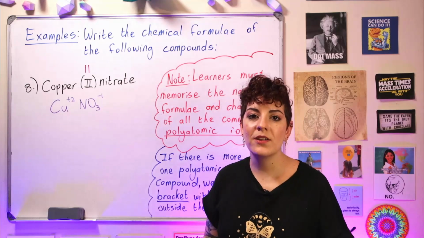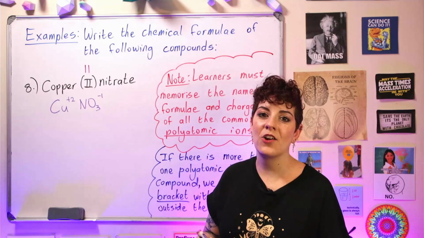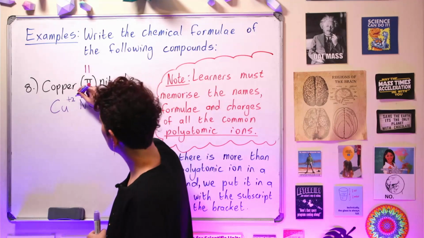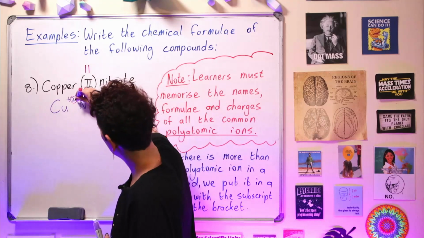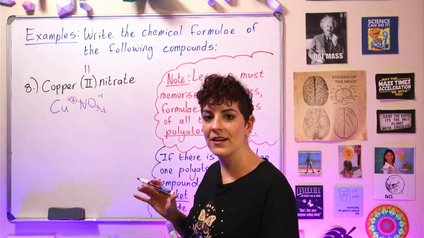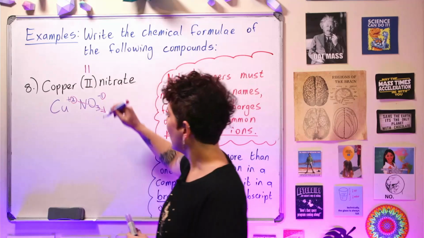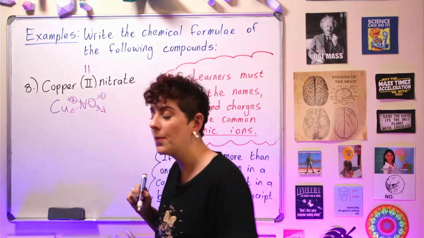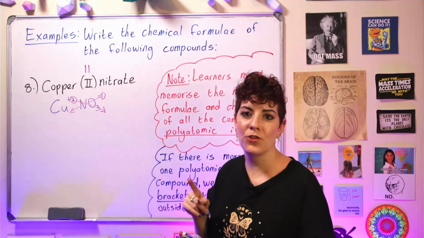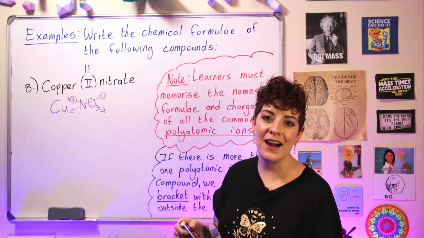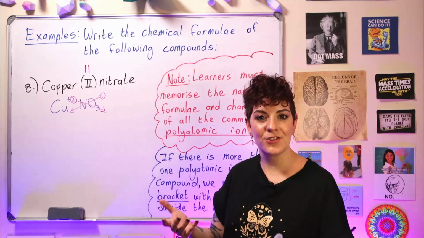Okay, so now we're going to go to the next step, which is to cross over the numbers in each ion's charge. So I take the 2 in the +2 charge of copper, and I cross it over to the nitrate side. And I take the 1 in the nitrate ion's charge of -1, and I cross it over to the copper side. Now, I want to show you what would happen if we don't correctly follow the rule of putting the polyatomic ion in a bracket. So I'm going to first write the incorrect formula to prove a point.